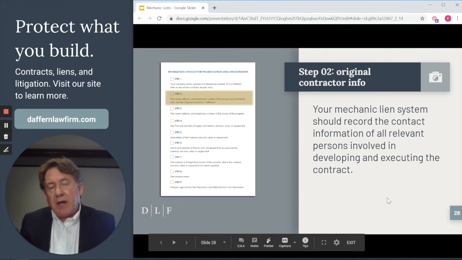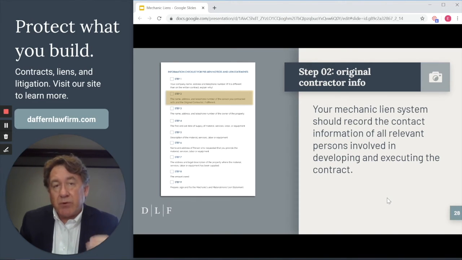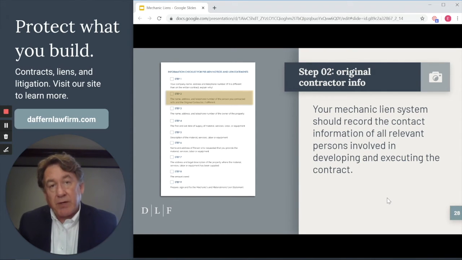Not only do you need to have the name of your company accurate, you need to find out who the original contractor is. Now, the original contractor is simply defined as the person or entity that has the contract directly with the owner of the property. Sometimes referred to as general contractor, but the statute refers to it as original contractor. So you want to make sure you accurately record that information as well.